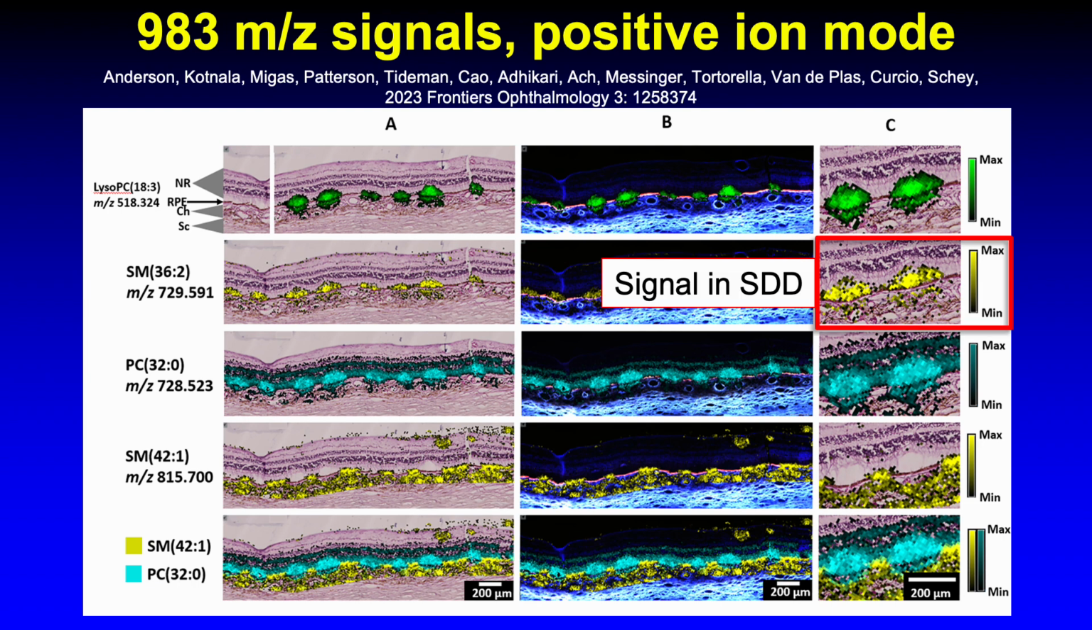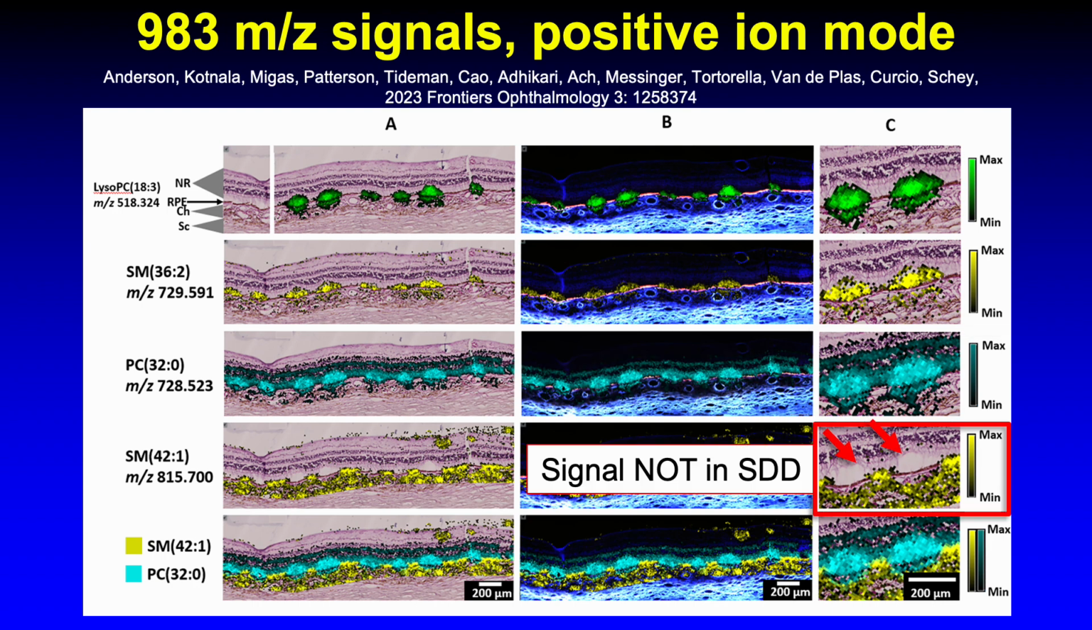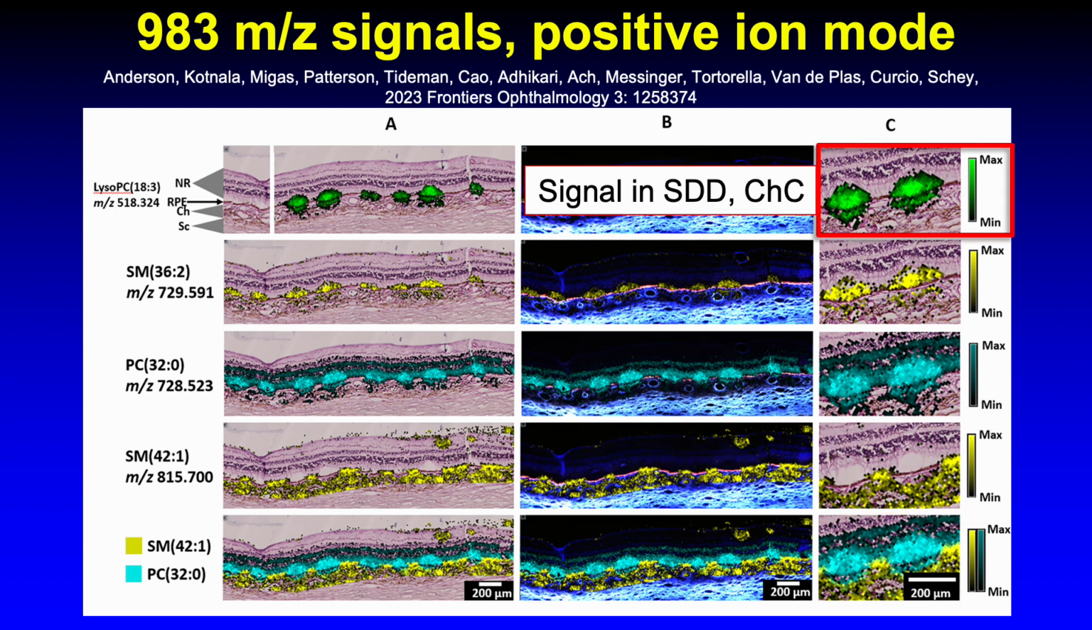This sphingomyelin is exclusively found in SDD. This PC in SDD is also in adjacent photoreceptors and in choriocapillaris. This sphingomyelin notably avoids SDD but appears in the uninvolved RPE. And this lyso-PC is in SDD and choriocapillaris.